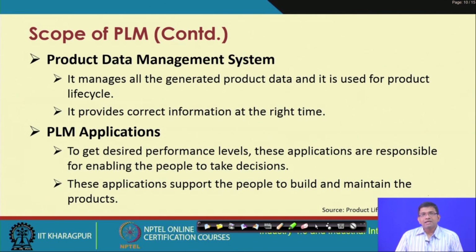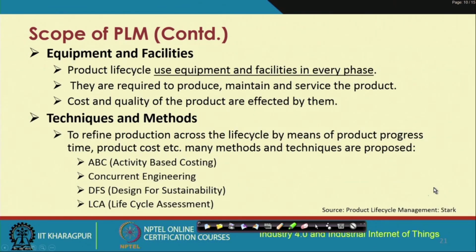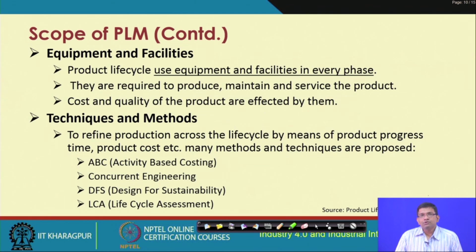PLM applications: to get desired performance levels, different applications are required which enable people to take different decisions. These applications support the people to build and maintain these different products. Equipment and facilities: this covers the use of different equipment, facilities and infrastructure that already exist in the industry, and procuring the ones that are not already there, in every phase of the PLM. Techniques and methods refine production across the life cycle in terms of product progress time and product cost. Many methods and techniques can be used, such as activity based costing, concurrent engineering, design for sustainability and life cycle assessment.